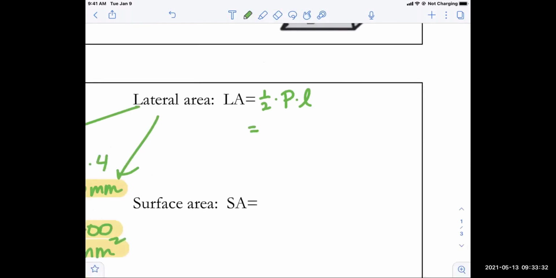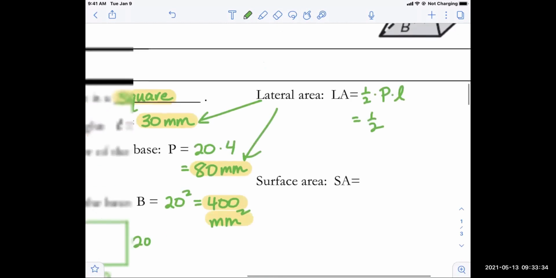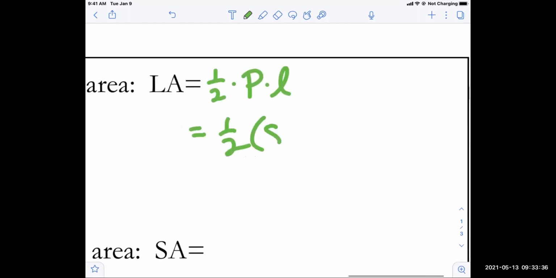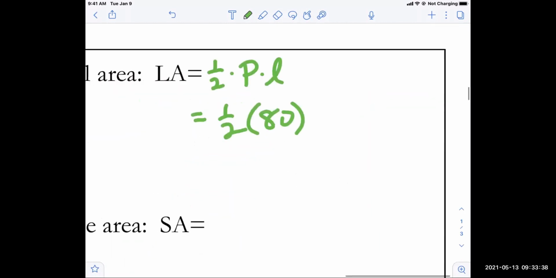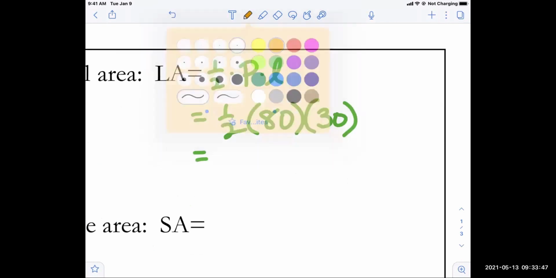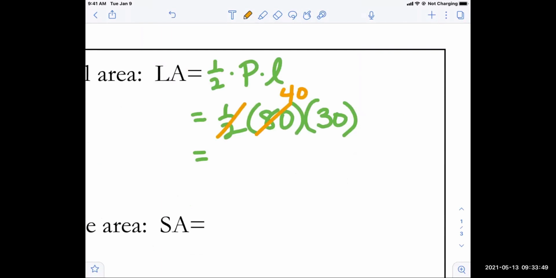So it'll be 1/2. Perimeter of the base is 80. Slant height is 30. Okay, Jake, what's that going to be? So this is 40. What'd you say there? Oh, okay. So your final answer is 1200. And then what's the label?